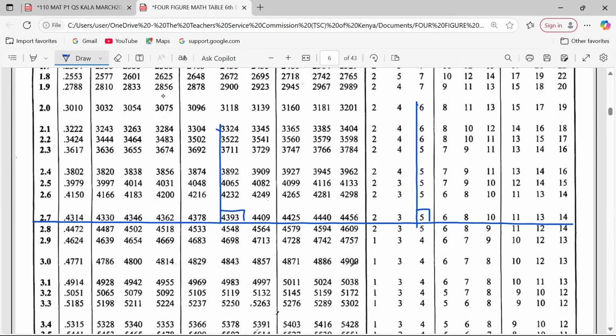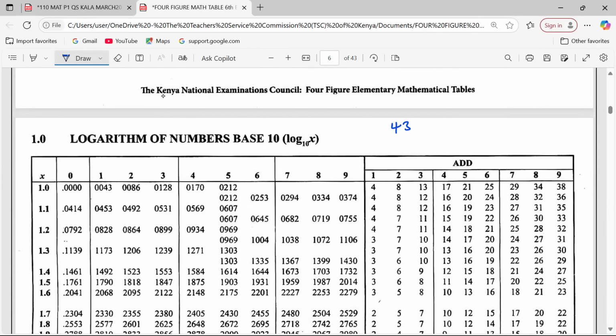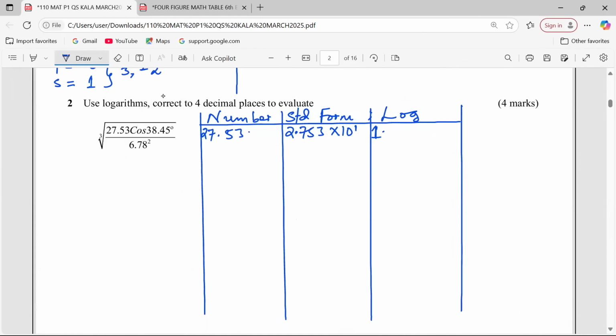Therefore, we shall be having 0.4393 and we add 5. So it shall be 0.4398. So we have extracted the logarithm of the first number from the 4-figure tables.